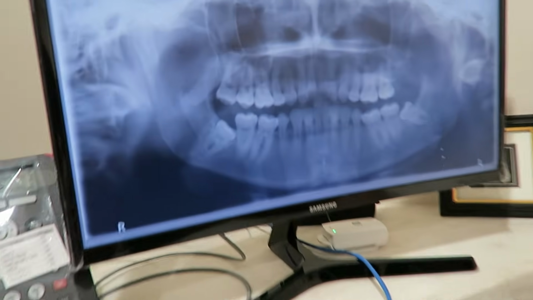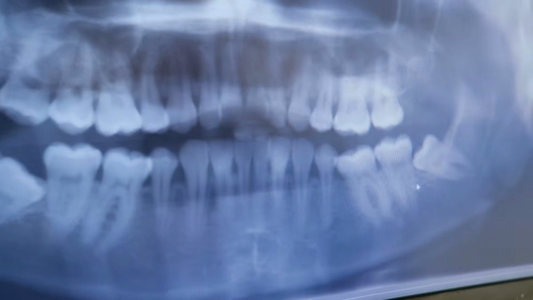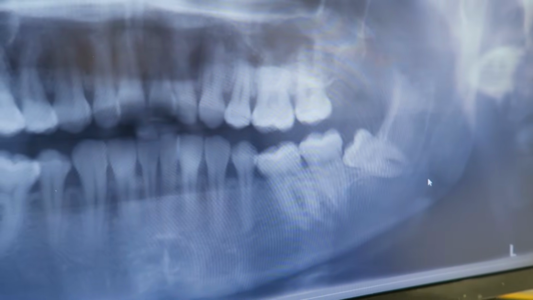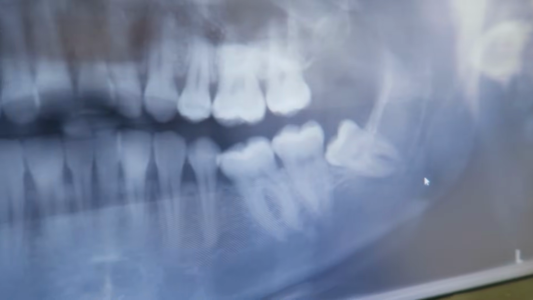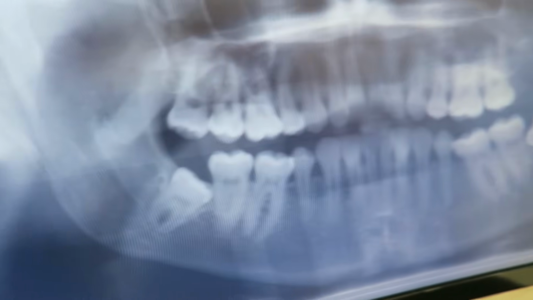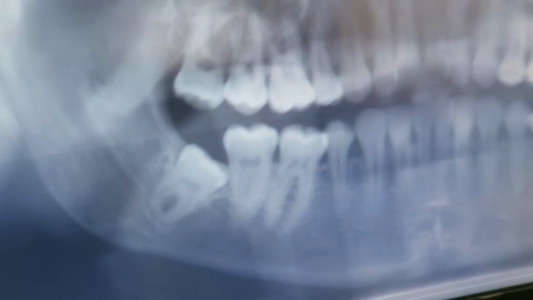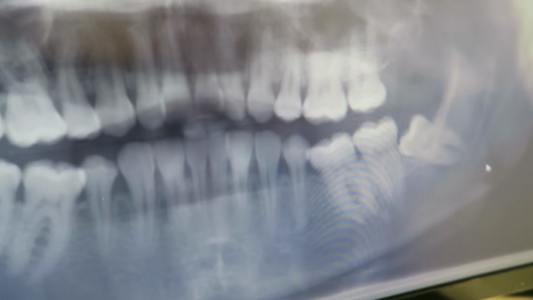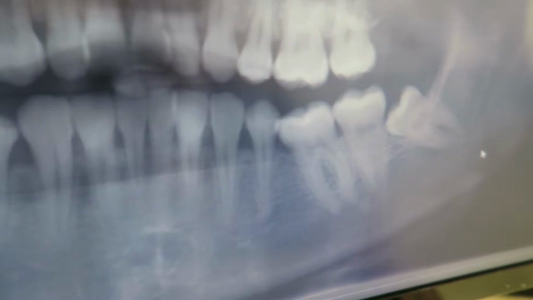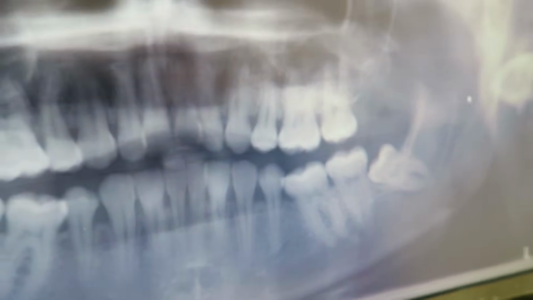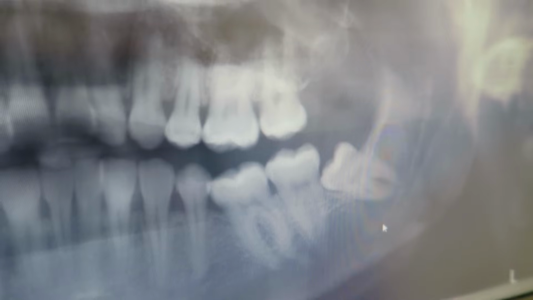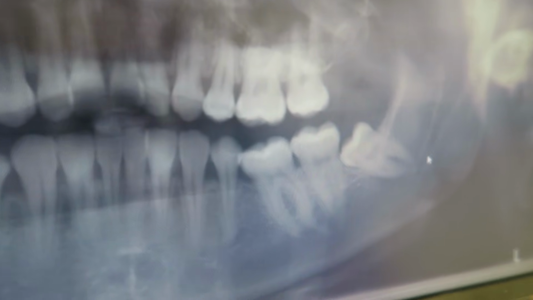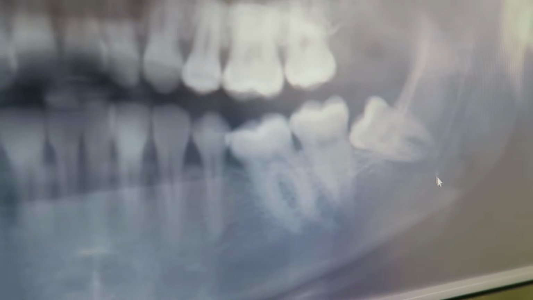So to start with, as you can see, this OPG radiograph showing you the mesioangular impacted lower left 8 and also mesioangular impacted lower right 8. If you look at the lower left 8, you can see this tooth has got two roots that are quite close to the ID canal. And as you can see, this is the ID canal. It looks like tram lines coming down from the base of the skull along the inside of the mandible.